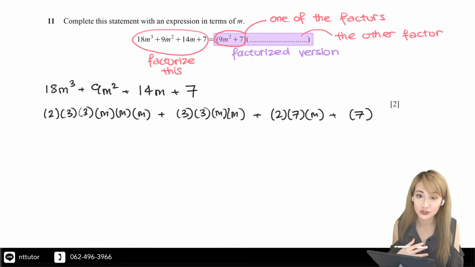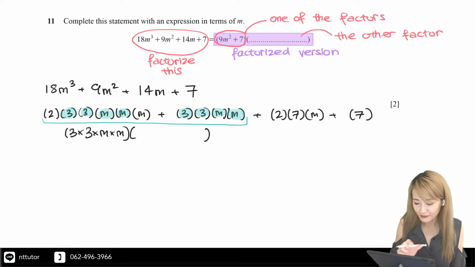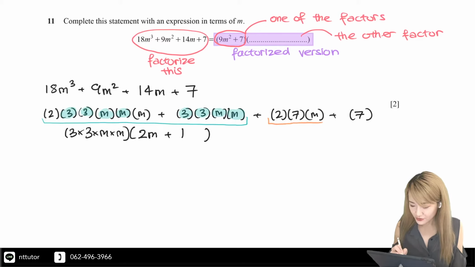So you take out the common factors in pairs. Looking at the first 2 terms, the factors they have in common are 3, another 3, and m, and another m. This means that we can take 3 times 3 times m outside the bracket, and the other bracket will be the remainder of whatever is left. So that's 2m plus 1 that's left. For the other 2 terms, the common factor is 7. So you can take 7 outside the bracket, leaving behind whatever is left. So that's 2m plus 1.